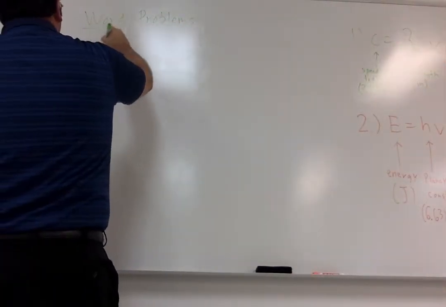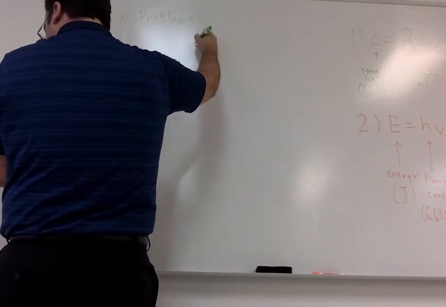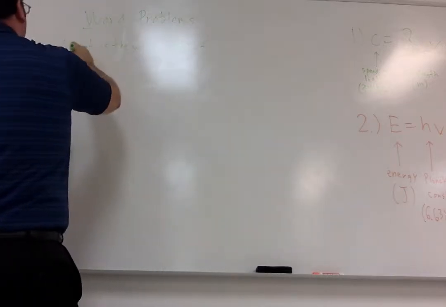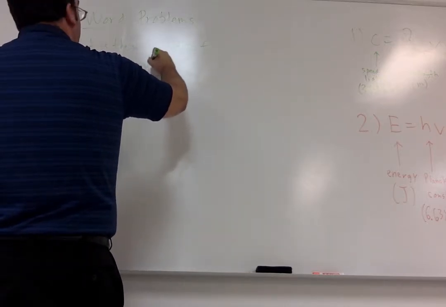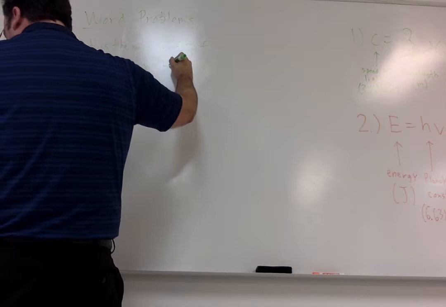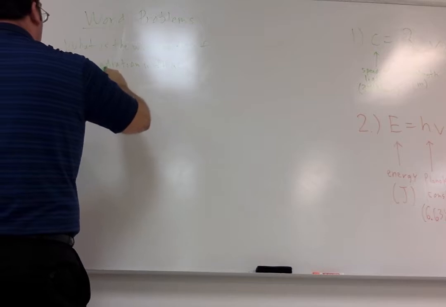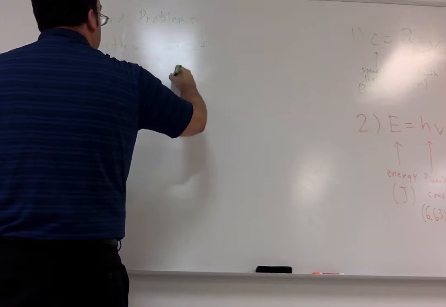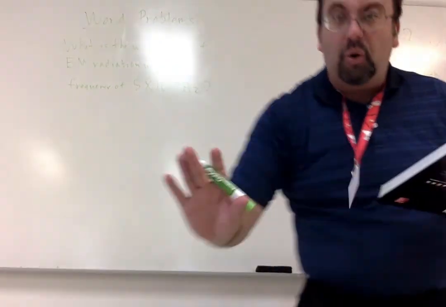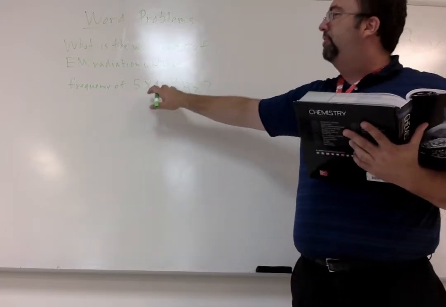What is the wavelength of EM radiation with a frequency of 5 times 10 to the 12 hertz? All right. So here's the question. What is the wavelength of EM radiation that has a frequency of 5 times 10 to the 12 hertz?